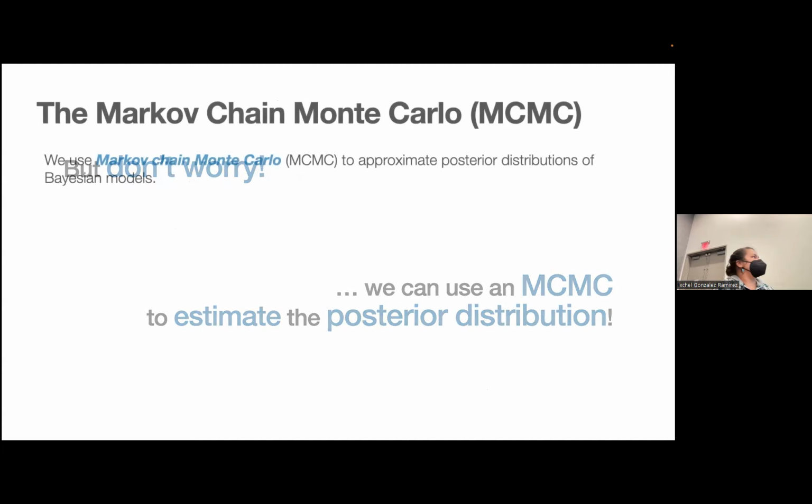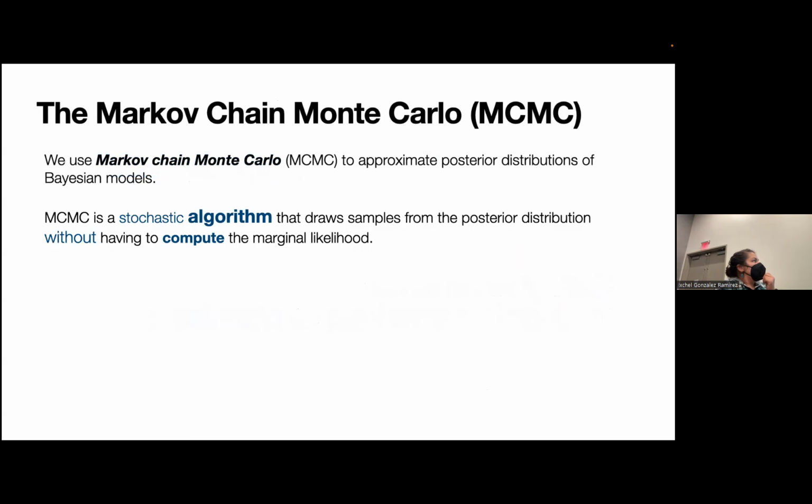All right, MCMC. So let's talk a little bit about this algorithm, because when you're running a Bayesian analysis, you have to set up an MCMC, right? So MCMC is an algorithm that draws samples from the posterior distribution, the left side of the equation that I just showed, without having to compute the marginal likelihood, because we were talking about how that's really hard to compute.